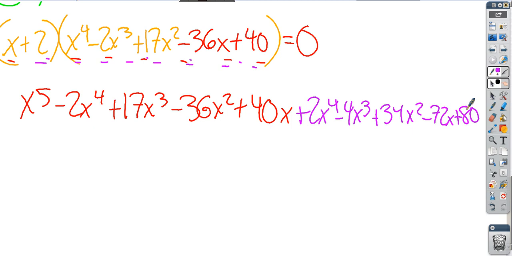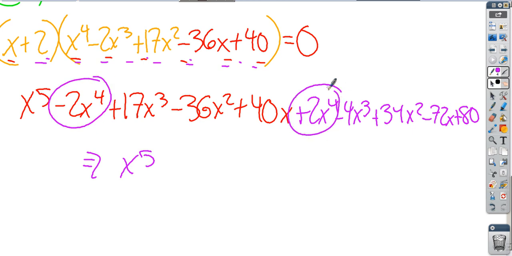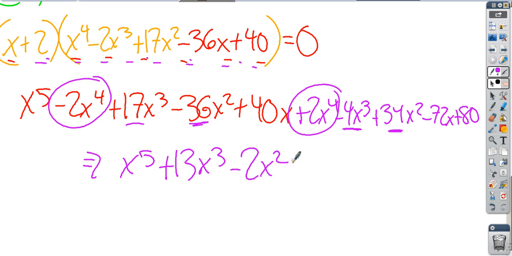And let's just simplify that. So we're going to get this. We get x to the 5th minus 2x to the 4th plus 2x to the 4th. Well, those cancel each other out. You have plus 17x cubed minus 4x cubed. That's going to be plus 13x cubed. You have minus 36x squared plus 34x squared. That will be minus 2x squared. Then you have 40x minus 72x, that will be minus 32x, and then you still have that plus 80.